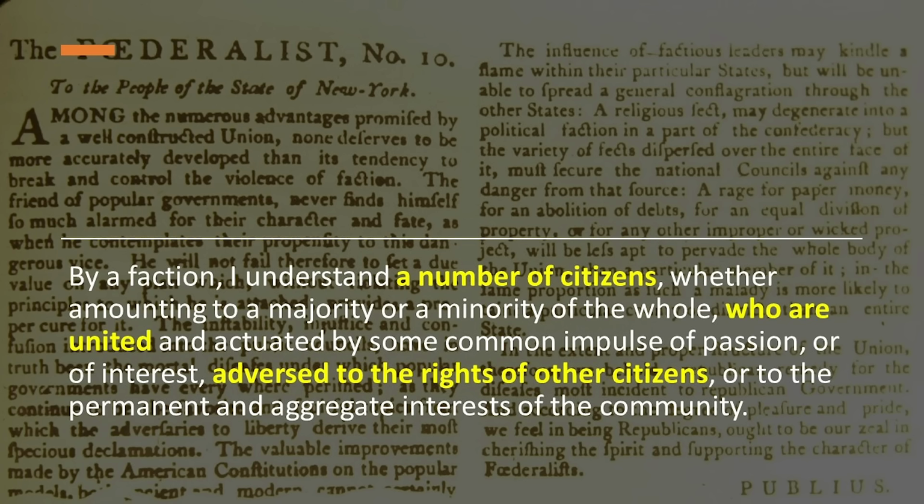Madison says that factions are a number of citizens, and he points out this could be a majority or a minority, and that they are united by some common interest. And the important thing is what we're worried about is not just any group of people, but rather those with an interest that is adverse to the rights of other citizens. Okay, so what can we do about it?